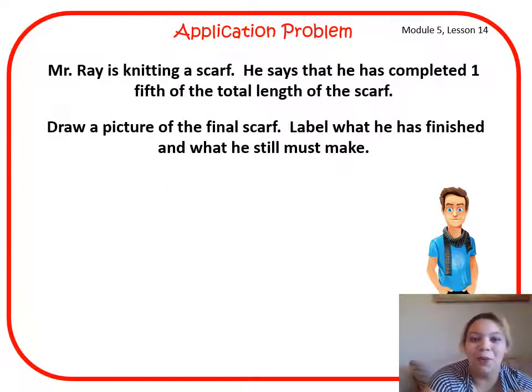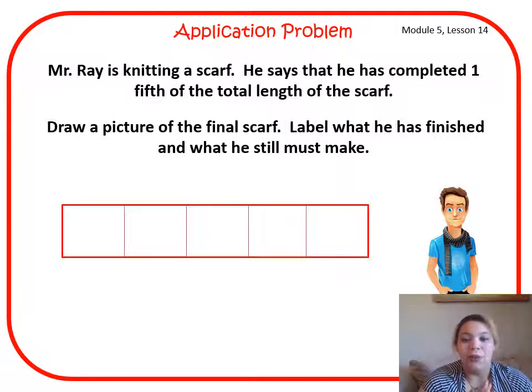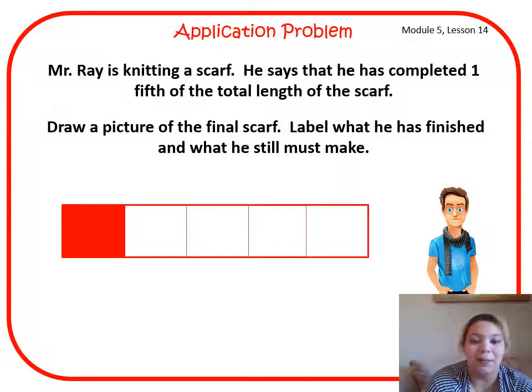All right, here is our warm-up application question today. It says, Mr. Ray is knitting a scarf. He says that he has completed 1/5 of the total length of the scarf. Draw a picture of the final scarf and label what he has finished and what he still must make. So we have two different things to do. Let's start by drawing a picture. There we go. We have our scarf and we have it broken up into fifths, since we know that he has already completed 1/5. Let me shade in that one part that he has done.